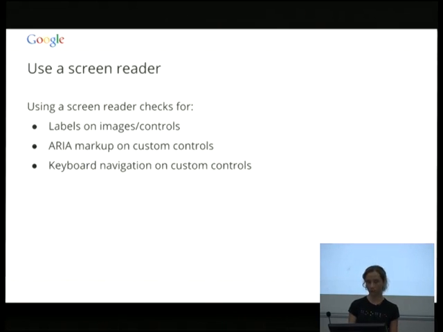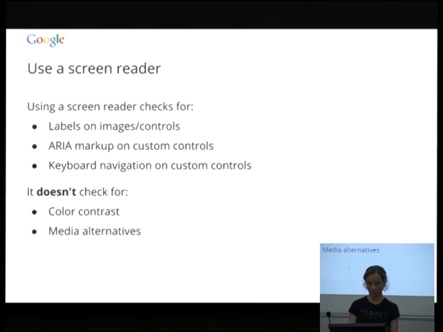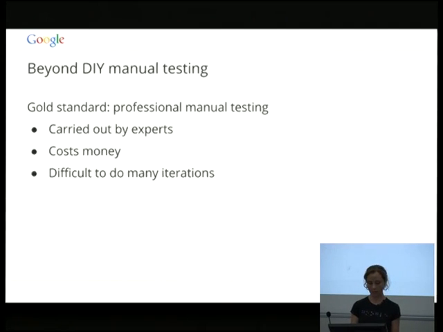So that will help you find if you're missing labels on images and controls, if you're missing ARIA markup, or you've got bad ARIA markup, or if your keyboard navigation isn't working. It doesn't check for, again, color contrast or media alternatives. Plus, it's really slow, and it's a very high noise way to check for accessibility problems.